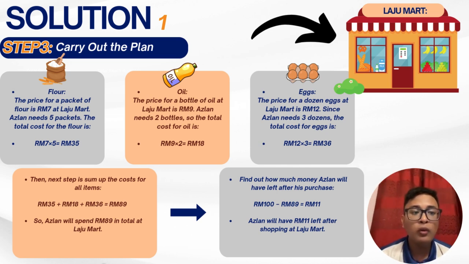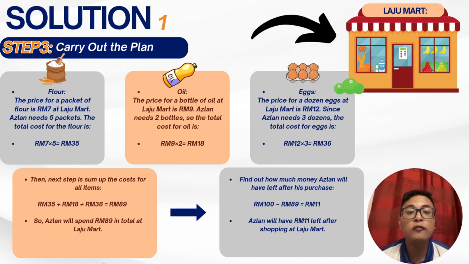So next, we have to find out how much money Azlan will have left after his purchase, which is we have to subtract 89 ringgit, which is the total that Azlan spent at AHMAD, from 100. And 100 minus 89 equals 11 ringgit. So Azlan will have 11 ringgit left after shopping at AHMAD.